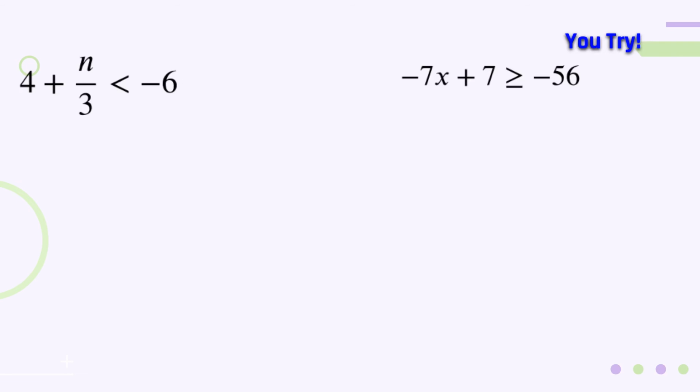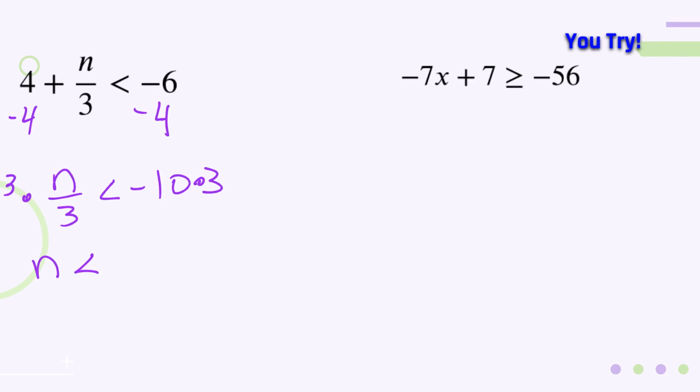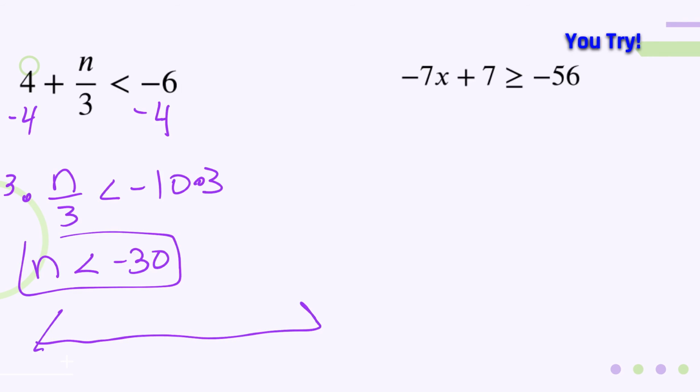So solving these examples, I'm going to subtract 4 from both sides. I get, let's rewrite that, n over 3 is less than negative 10. I'm going to multiply by 3 on both sides. I get n is less than negative 30. Now to graph this, I'm going to negative 30 and arrow over all the way to the end of my number line, and I have to have an open circle.